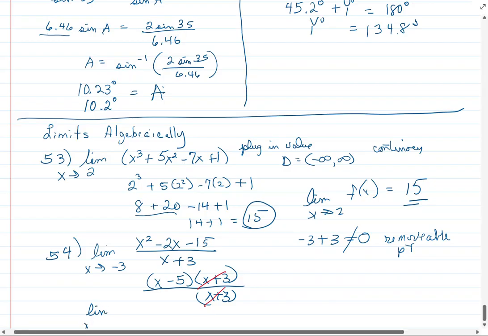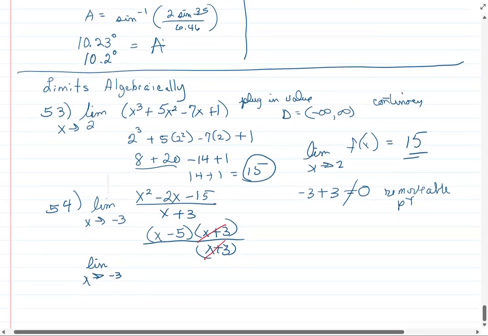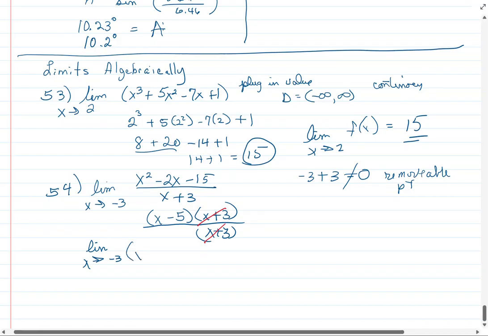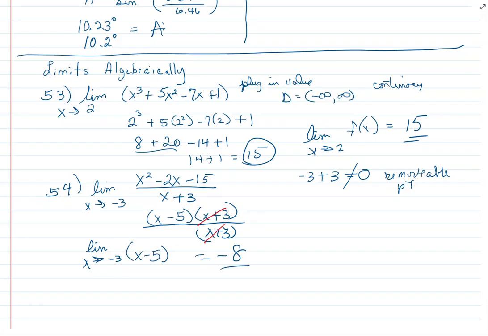So we're going to get negative 8. And that's the exact problem I had on the test.